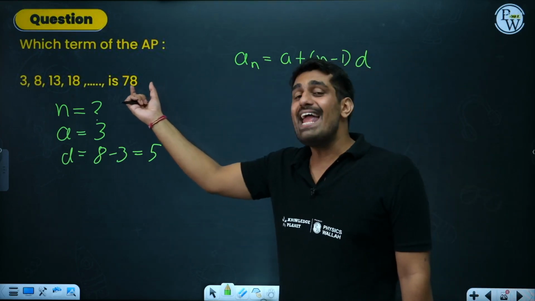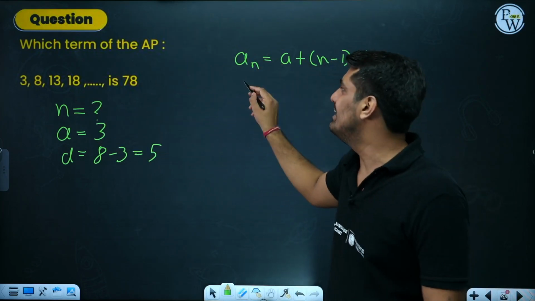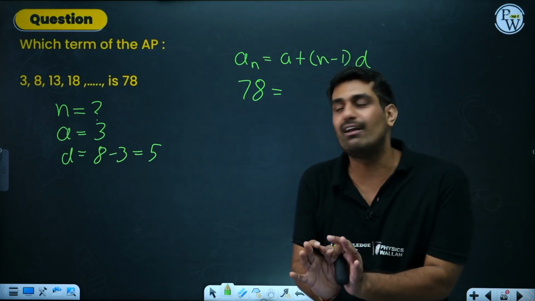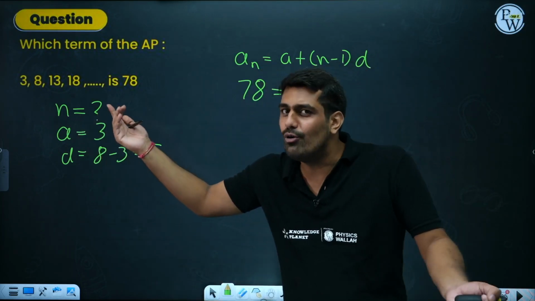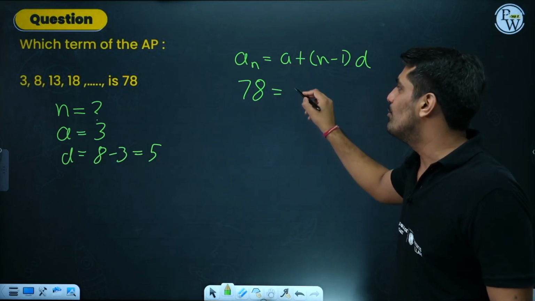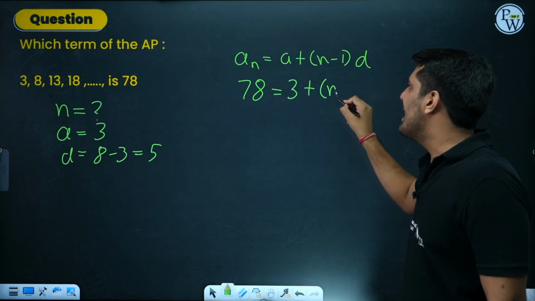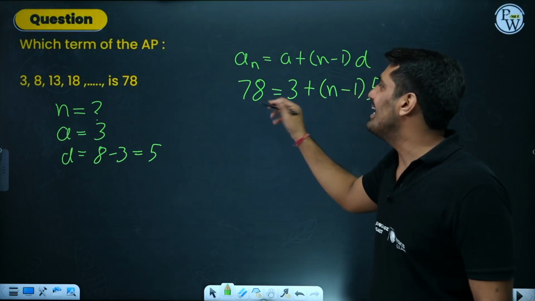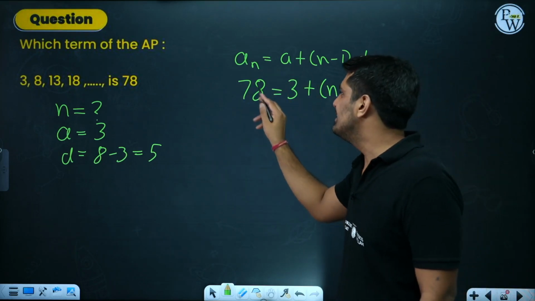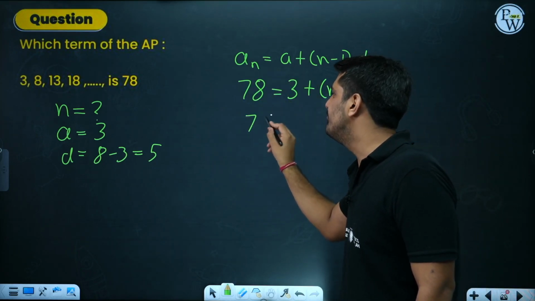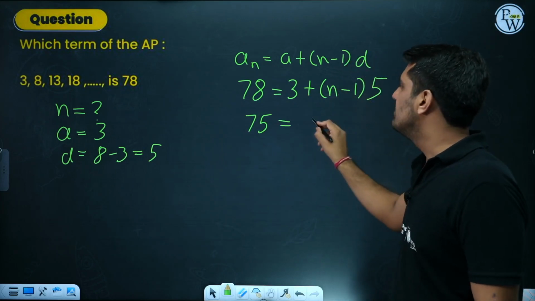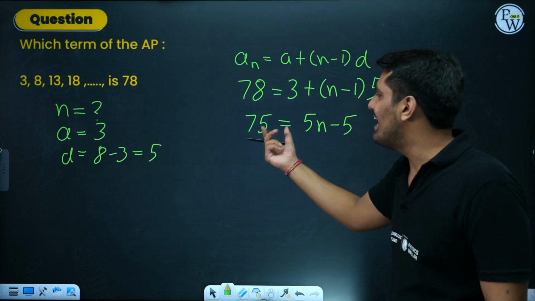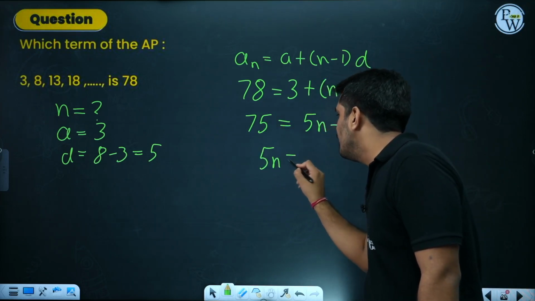I have been given that the an, whatever be the nth term, is 78. Now which term it will be, I don't know. That is why n is equal to question mark. Putting up the values, the rest of the things which I know: a is equal to 3 plus, taking n as it is, minus 1, d is 5. So 78 minus 3, this positive will go on the other side. That means 75 equals, multiplying 5, 5n minus 5. This 5 goes on the other side, will be plus 5. That means 80. So 5n equals 80 over here.